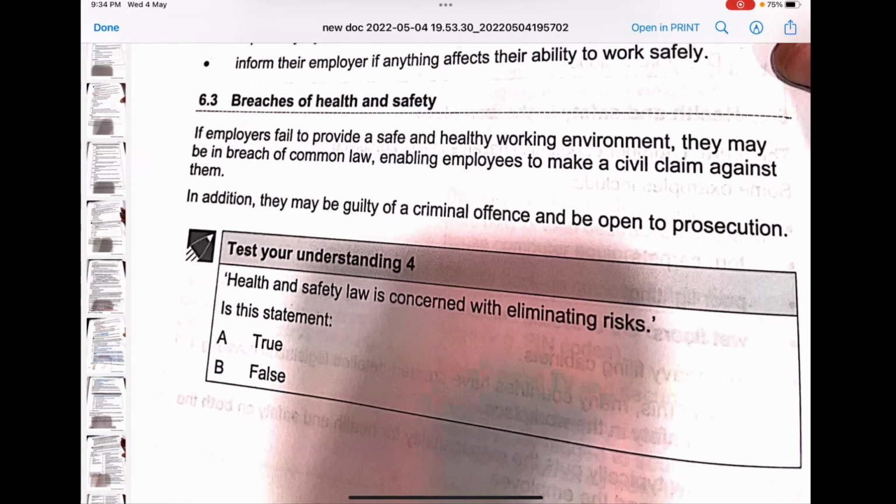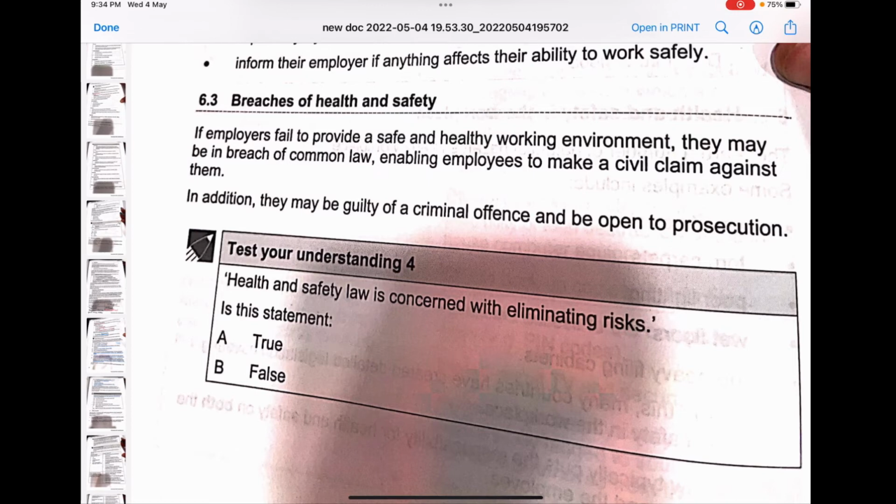Breaches of health and safety. If employers fail to provide a safe and healthy working environment, they may be in breach of common law, enabling employees to make a civil claim against them. So if employers are not following their duties, then the employee can put a claim on them. In addition, they may be guilty of a criminal offense and be open to prosecution.